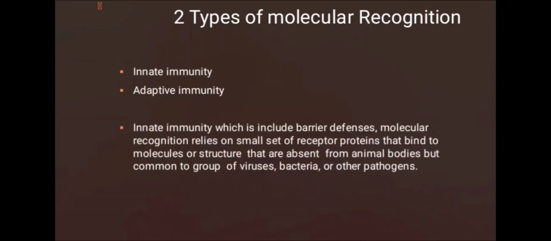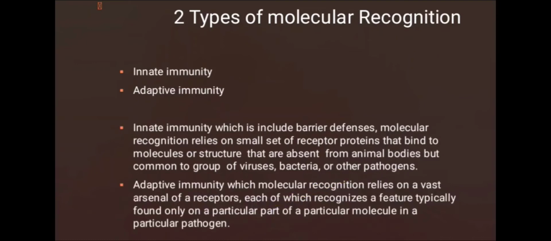Innate immunity, which includes barrier defense, molecular recognition, relies on a small set of receptors, proteins that bind to molecules or structures that are absent from animal bodies but common to groups of viruses, bacteria, or other pathogens. Adaptive immunity, which is molecular recognition, relies on a vast arsenal of receptors, each of which recognizes a feature typically found only on a particular part of a particular molecule in a particular pathogen. As a result, recognition and response in adaptive immunity occur with remarkable specificity.